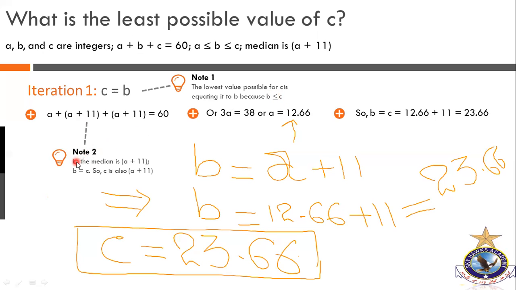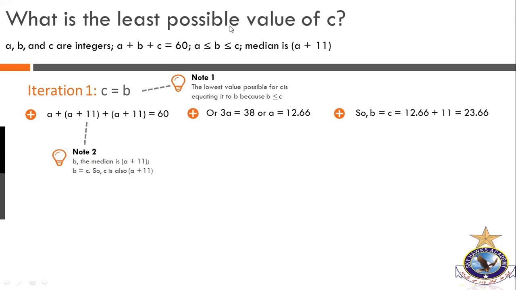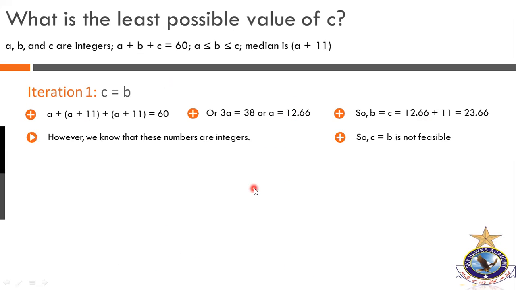And note second is that B is the median. So B is equal to C. So C is also A plus 11. So that's why we have this value. Okay, it's all right. Is there any question or any ambiguity or anything? No, it sounds good to me. Okay. So next one is this one. Please read this one.